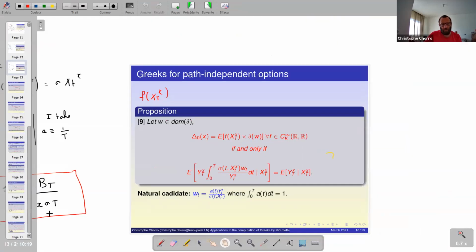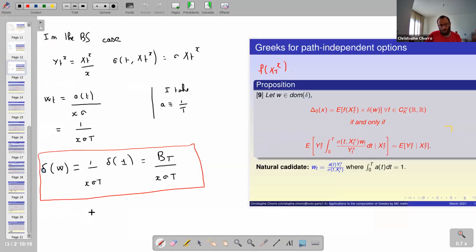Okay, so the same weight as in the introduction. Okay, so this is the job for the delta.